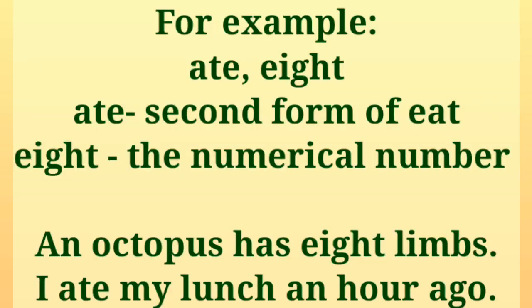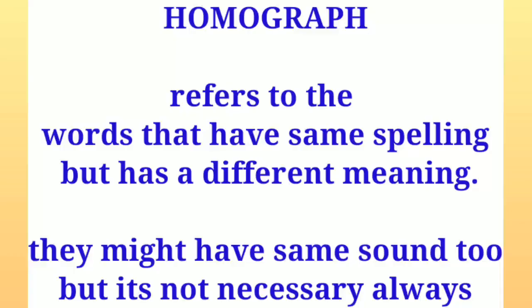Now, let's see the example. Ate, A-T-E, it is the second form of eat. And eight, E-I-G-H-T, it is the numerical number. Now see the sentences. An octopus has eight limbs, whereas I ate my lunch an hour ago.